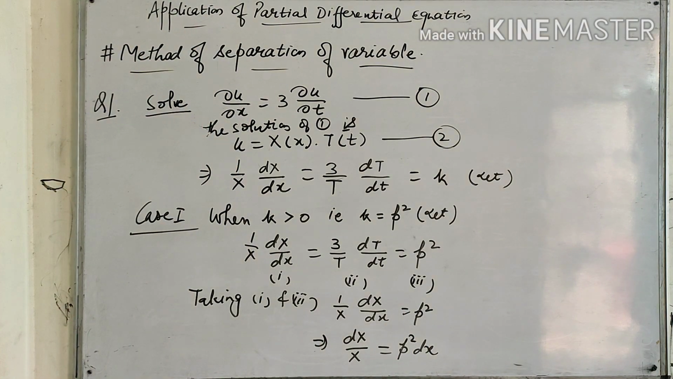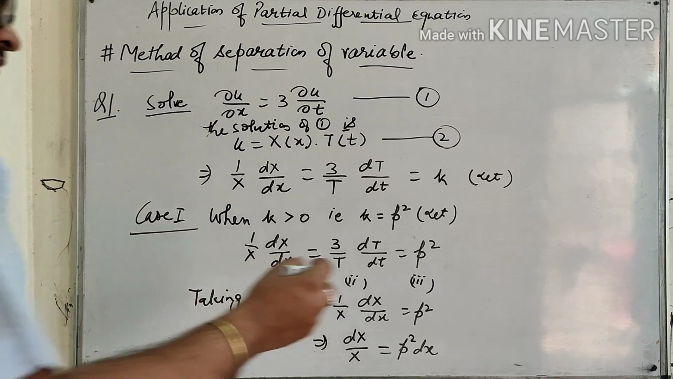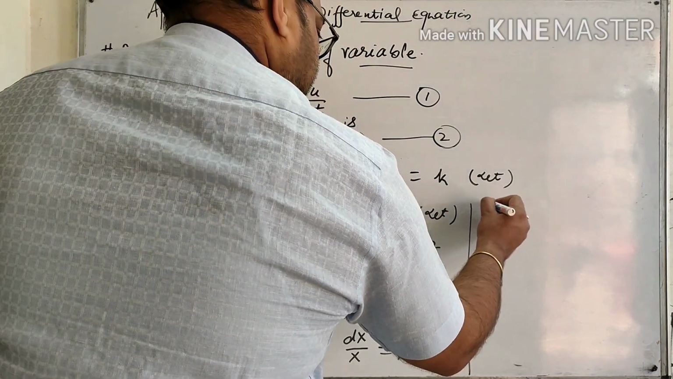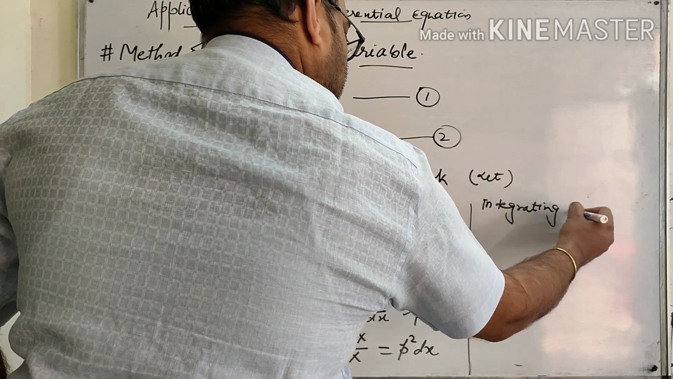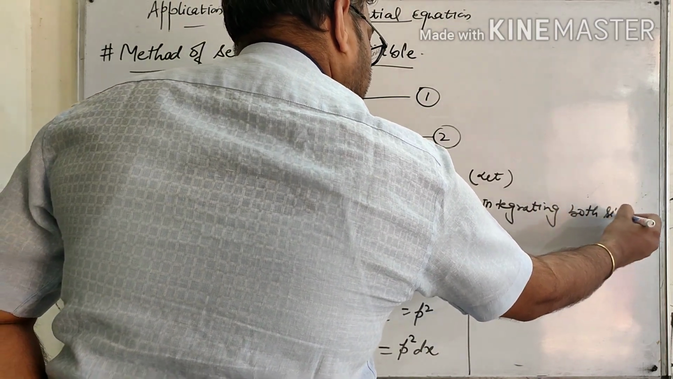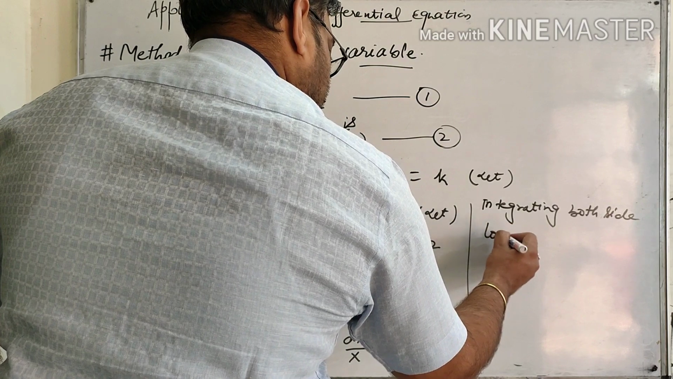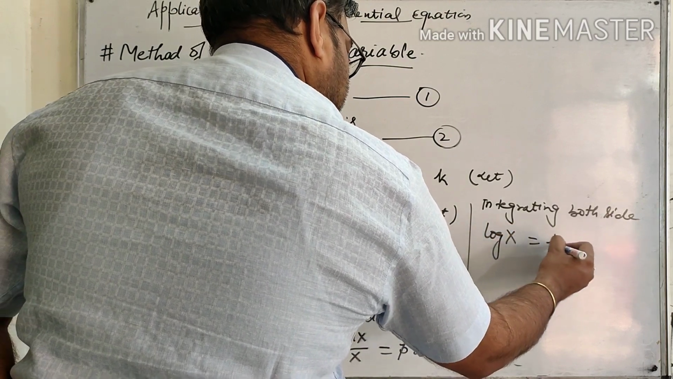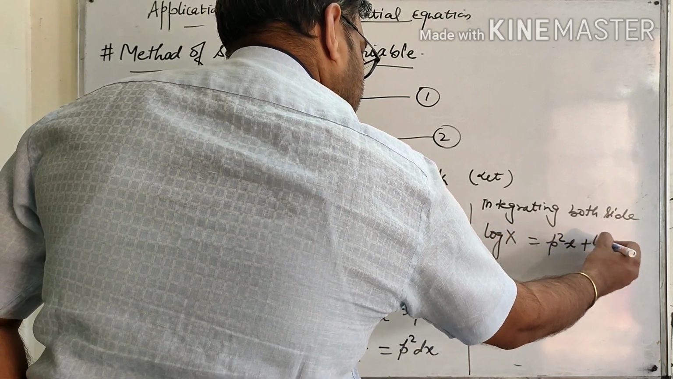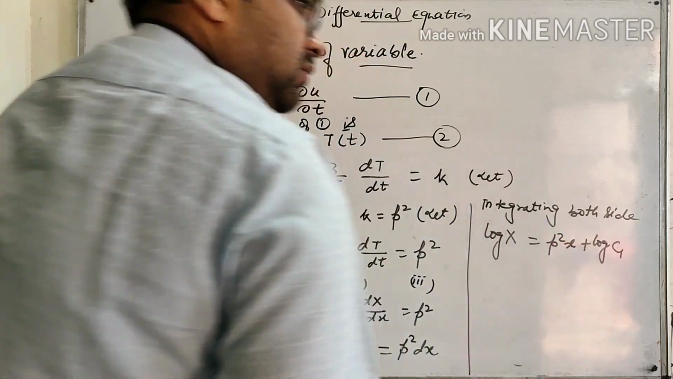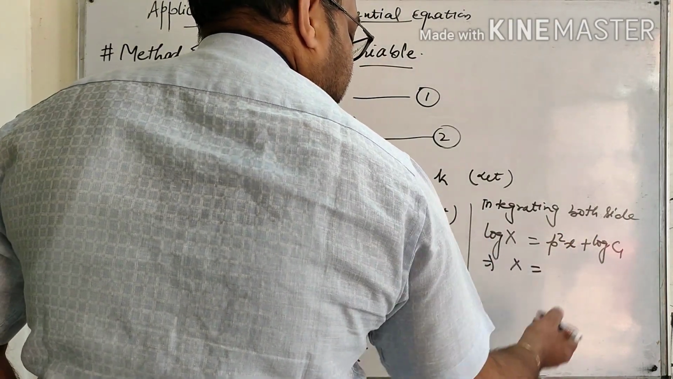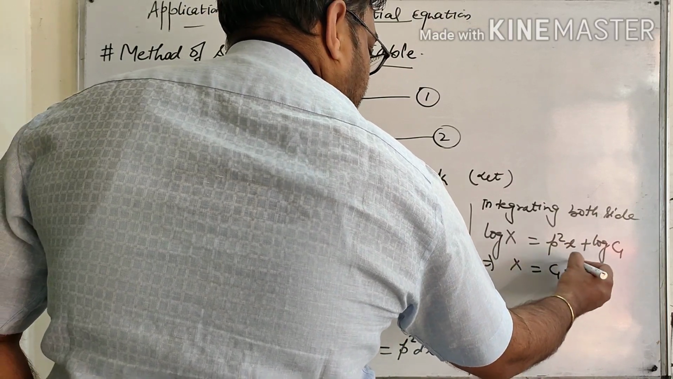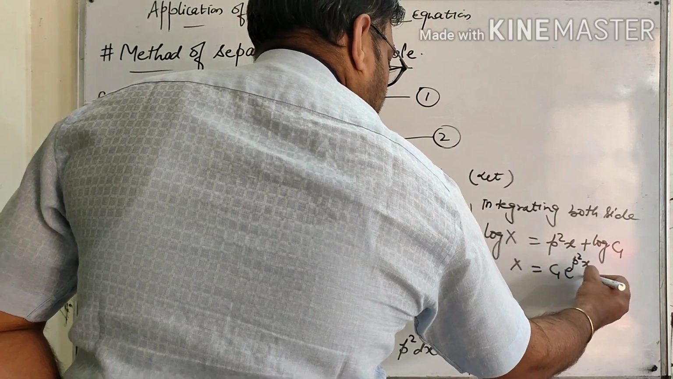Now the variables are directly separated, so integrating both sides, what do we get? Log capital X equals p squared small x plus log c1, or we can write it as X equals c1 e raised to the power p squared x.